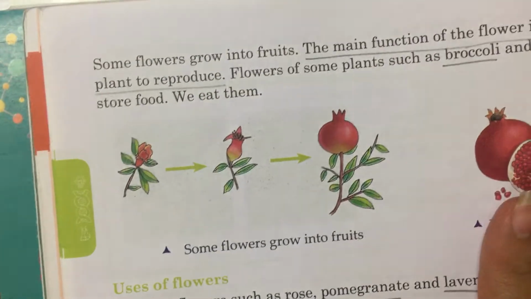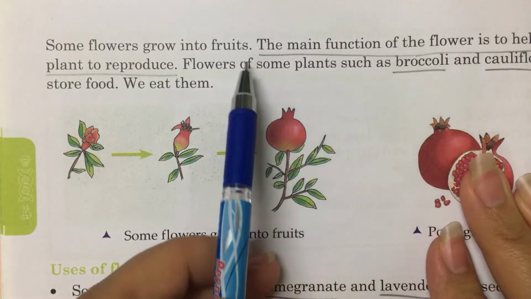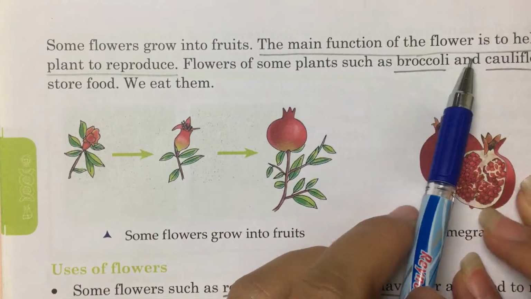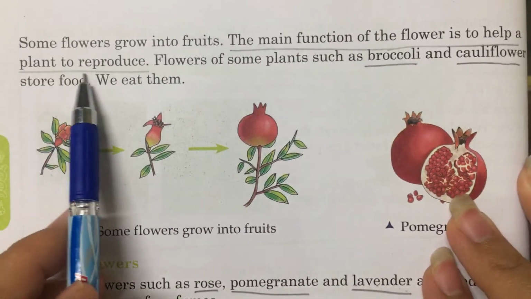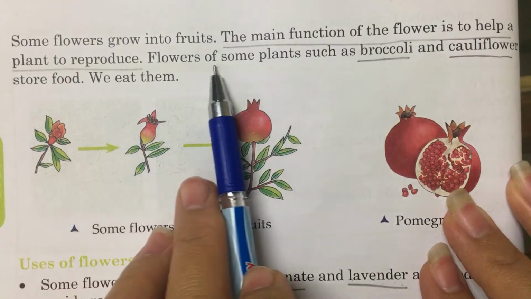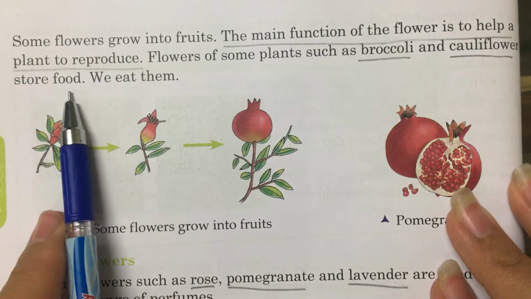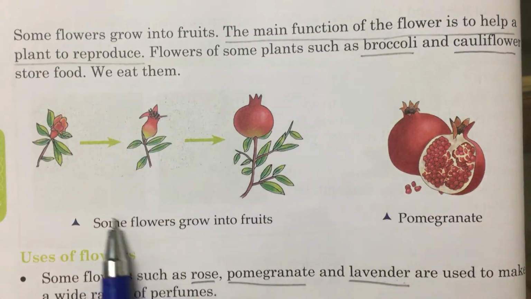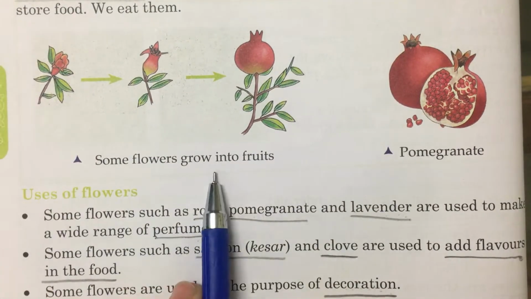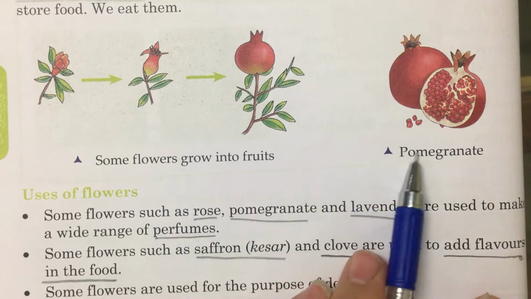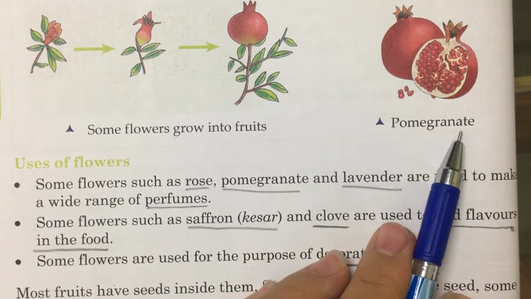Some flowers grow into fruits. The main function of the flower is to help a plant to reproduce. Flowers of some plants such as broccoli and cauliflower store food. We eat them. Here you can see that some flowers grow into fruits, and it becomes a pomegranate.